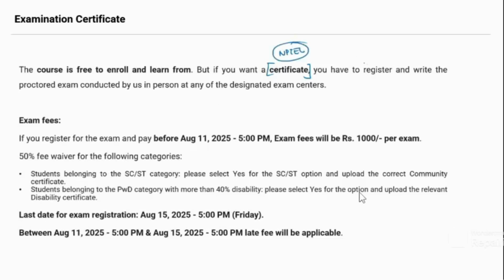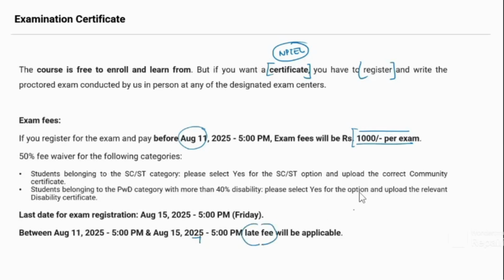What do you mean by register? We mean that you will have to appear for the examination. Now, the examination has a very nominal fee of 1,000 rupees per exam. And there are certain date criteria as well. If you do it before 11th of August, the fee will be this. But if you do it a little later, till 15th of August, then a late fee component will be imposed.